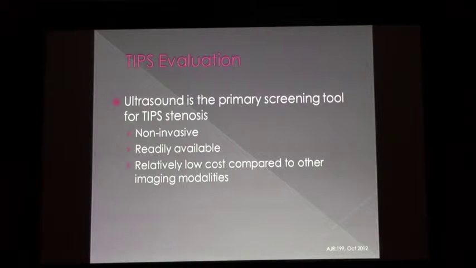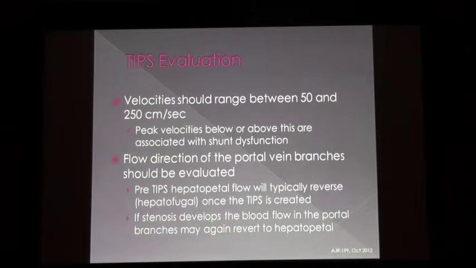All right, so ultrasound is the primary screening tool for TIPS stenosis. It's non-invasive, readily available, and relatively low cost compared to other imaging modalities. When looking at a TIPS, the typical velocity range is normally somewhere between 50 and 250 centimeters per second. Peak velocities below or above these can be associated with shunt dysfunction.